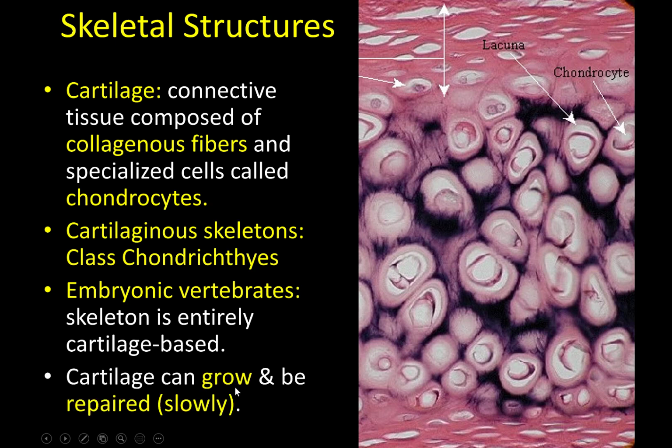Now, cartilage can grow adaptively with the rest of the body, and it can be repaired if damaged, but it's slow going. And the reason is there's not a lot of blood supply in cartilage. There aren't very many blood vessels. And the less access you have to the resources carried by blood, the slower the work is going to be if you're having to repair damage, because all of that rebuilding energy and rebuilding material is carried in the blood.